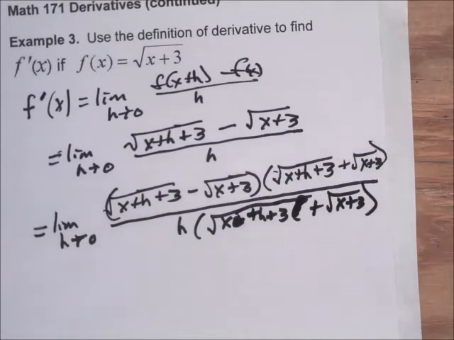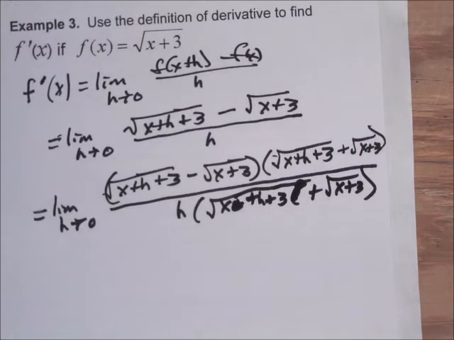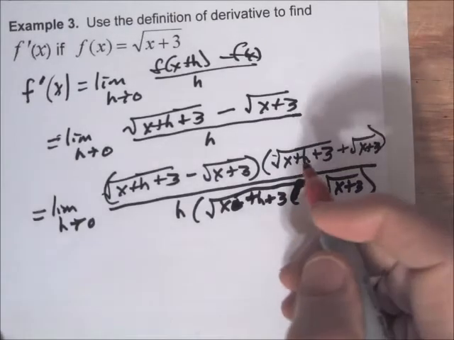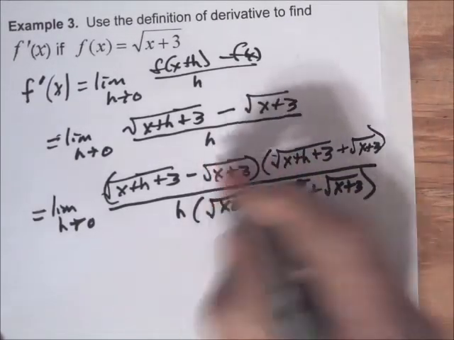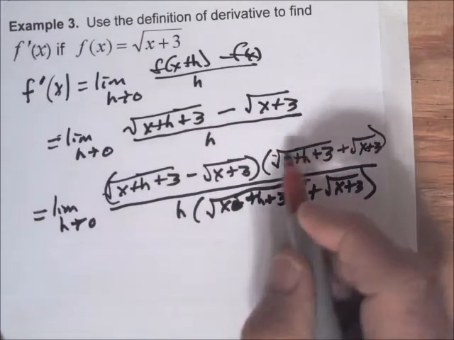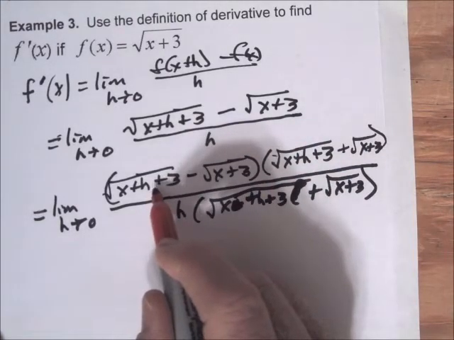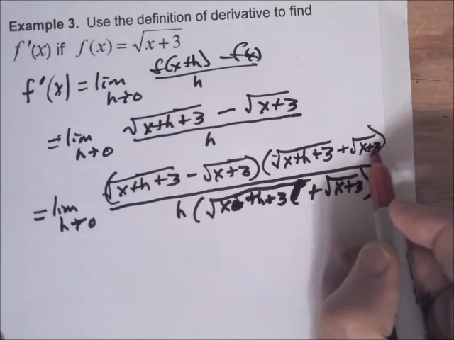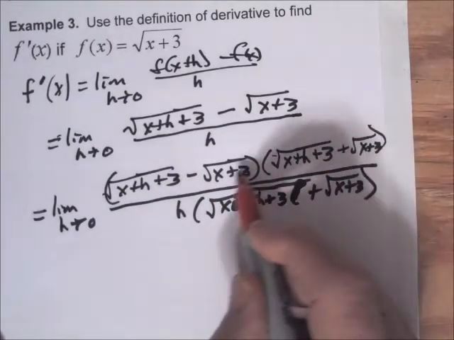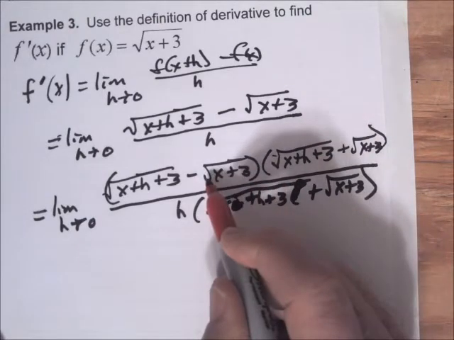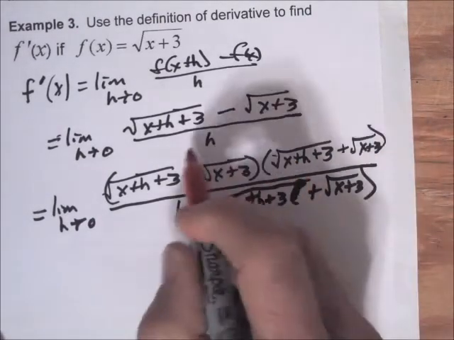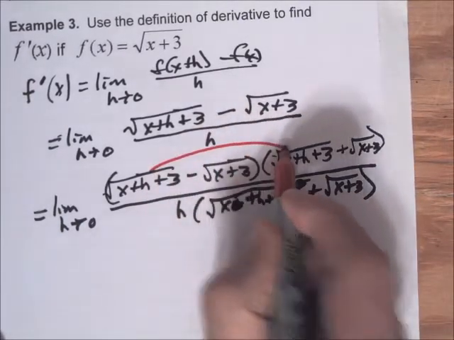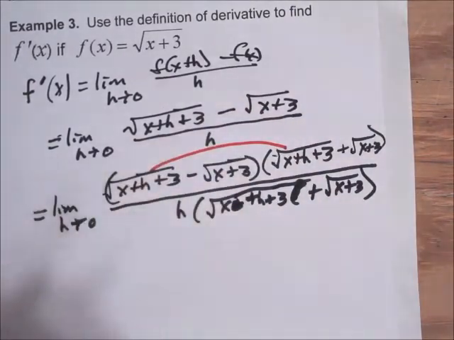Okay, so on the top, we're going to get quite a bit of cancellation. The outer product and the inner product are going to be the same, except for their sign. We have the square root of x plus h plus 3 times the square root of x plus 3 for the outer product, and then you have the same thing for the inner product, but with the opposite sign. So we only need to do first times first and last times last, and the middle terms will cancel.